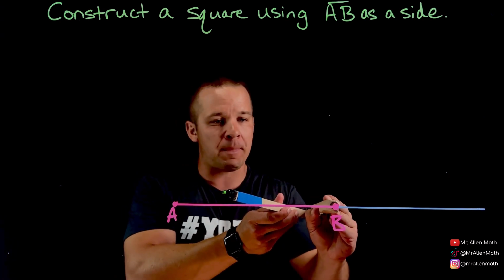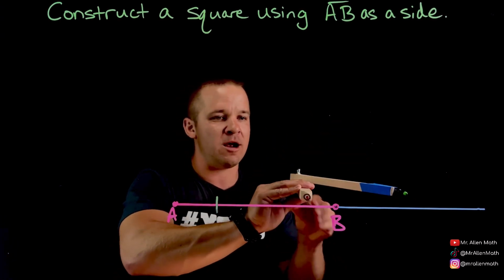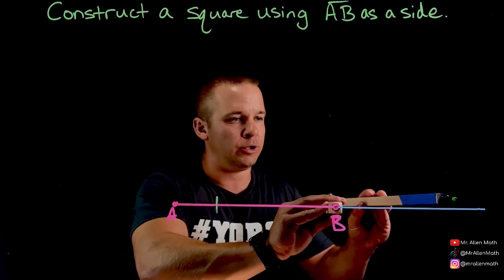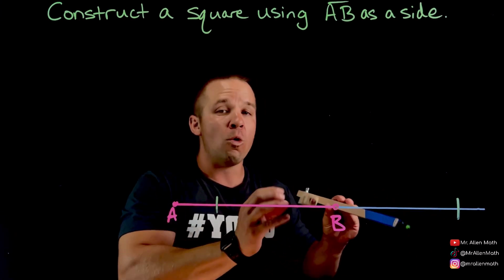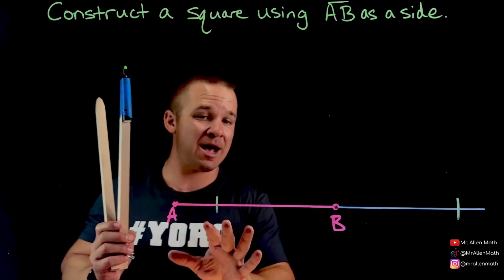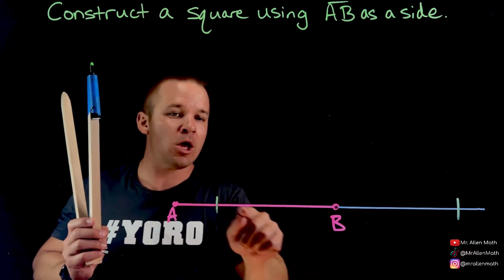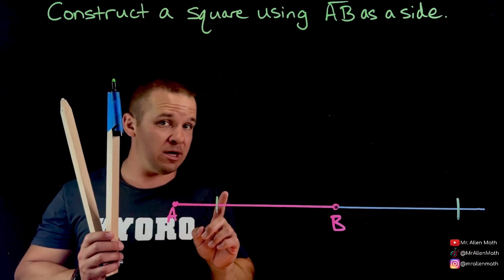So I'm going to pop the pointy end on B, scribe an arc, and then swing over here and scribe an arc on the blue extension that I made. What I now have are 2 points, because I've created these 2 new points where this arc intersects AB and the blue line that I extended out. Those 2 points are equidistant to B.